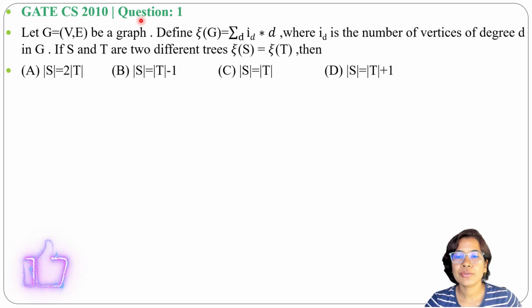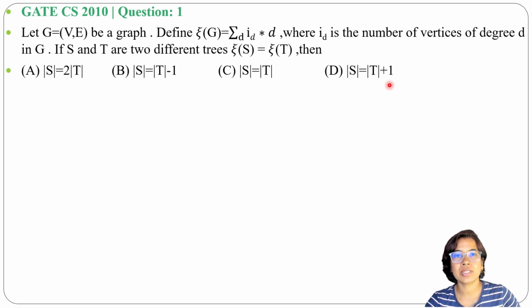Let's solve one previous question of graph theory. This question was asked in GATE CS 2010, question number 1. Let G = (V, E) be a graph. Define sum of G = sum over d of i_d multiplied by d, where i_d is the number of vertices of degree d in the graph. If S and T are two different trees and sum of S equals sum of T, then four options are given.